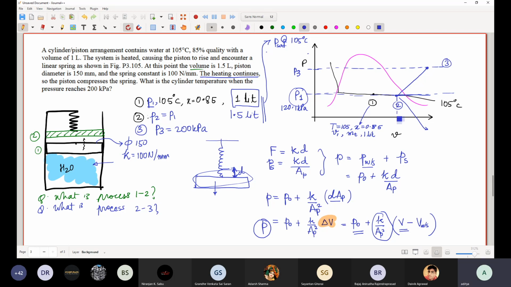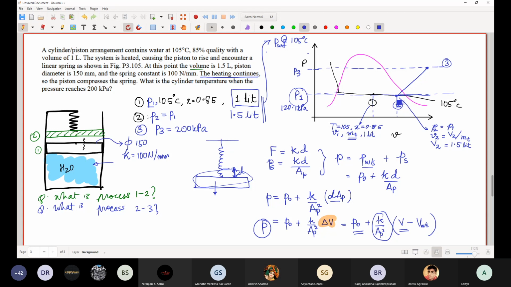Now at state point 2, because I know the total volume, it is 1 liter. At state point 2, I know that the pressure is going to be the same as pressure at 1. So P2 is going to be P1. And I will easily be able to figure out what the specific volume at state point 2 will be, because I now know the total mass in the system. So it will be equal to the total volume at state point 2 divided by the total mass. And the total volume at state point 2 is given as 1.5 liters.